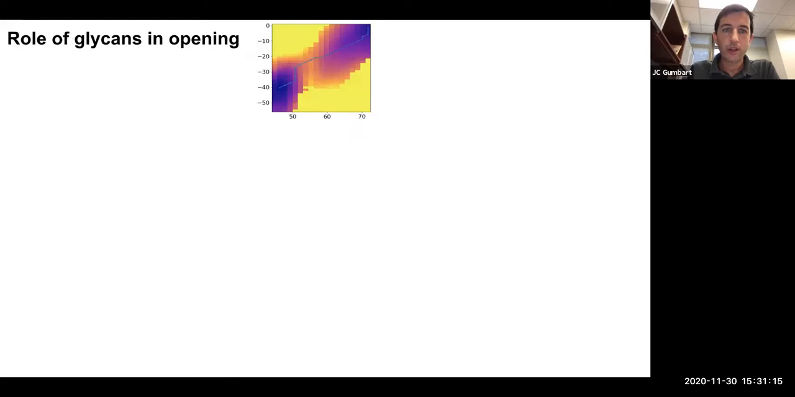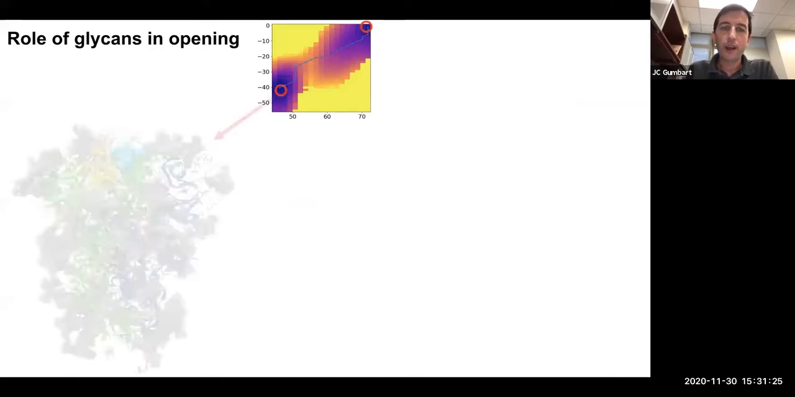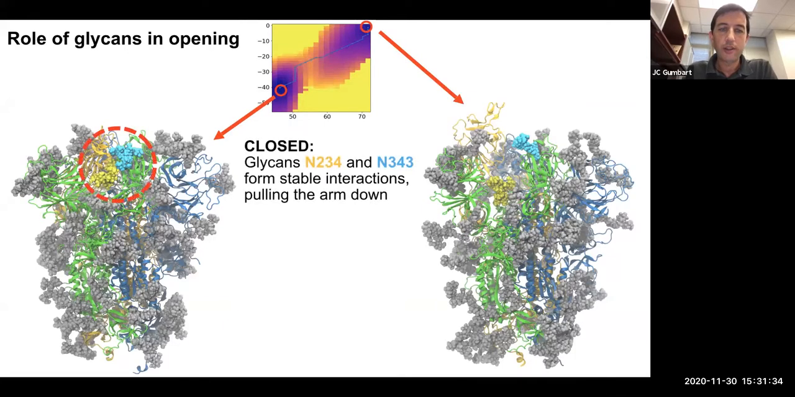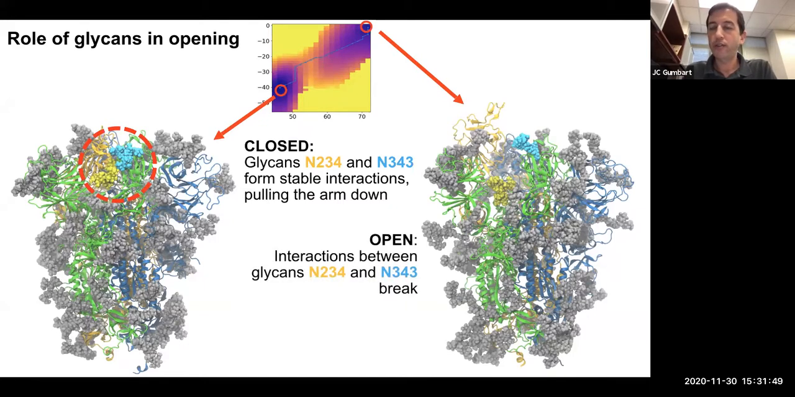Okay. One thing, I haven't shown anything about the glycans. We spent a lot of effort in putting all the glycans on the protein, so I want to just highlight them here. Now you see all of them present, and I'm going to focus on two in particular, N234 and N343, so you can see how they're colored. In the closed state, we think they're forming some interactions that may help maintain that closed state that are then disrupted in the open state. And so that may actually be contributing to that large barrier that we saw of about 22 kT for going from closed to open.